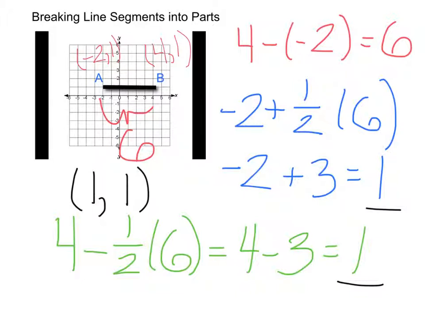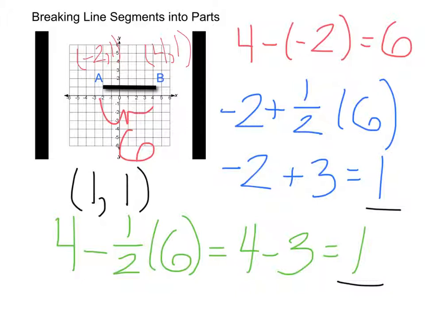So our steps were to find the distance between A and B. We found out that that was 6. And then we were either going to take our x coordinate for A and add 1/2 times 6 since we were going to the right, or we were going to take our x coordinate for B and subtract 1/2 times 6 since we were going to the left.